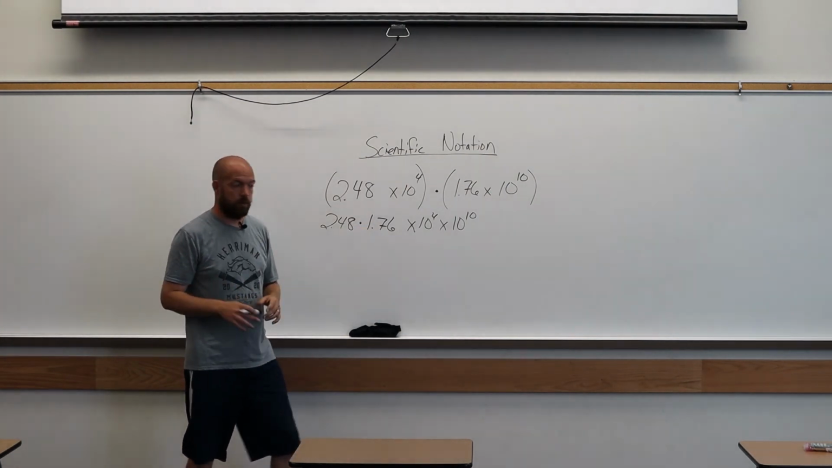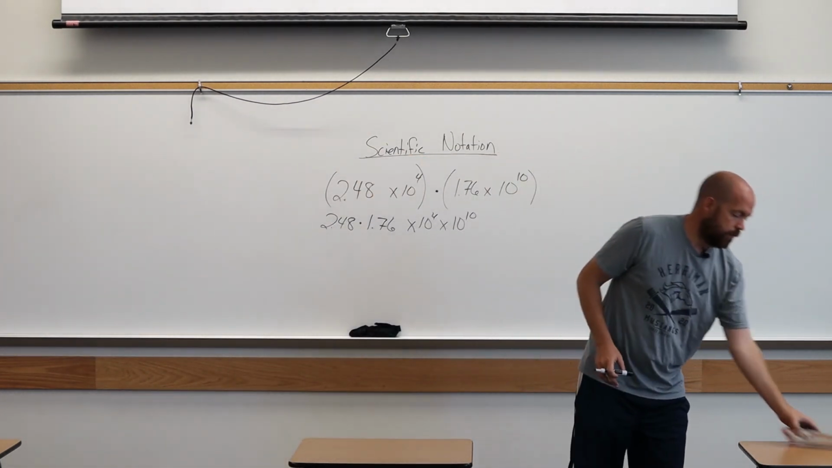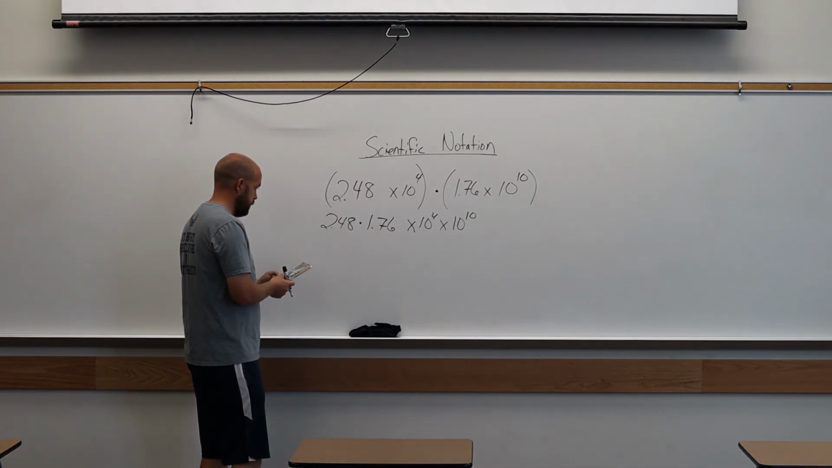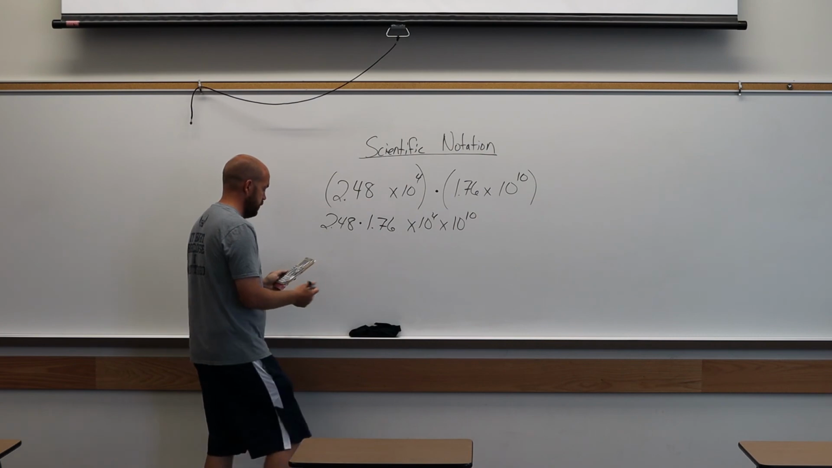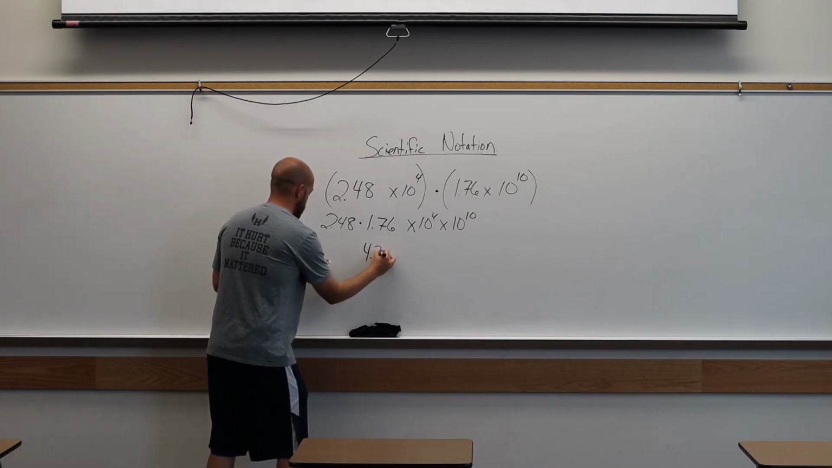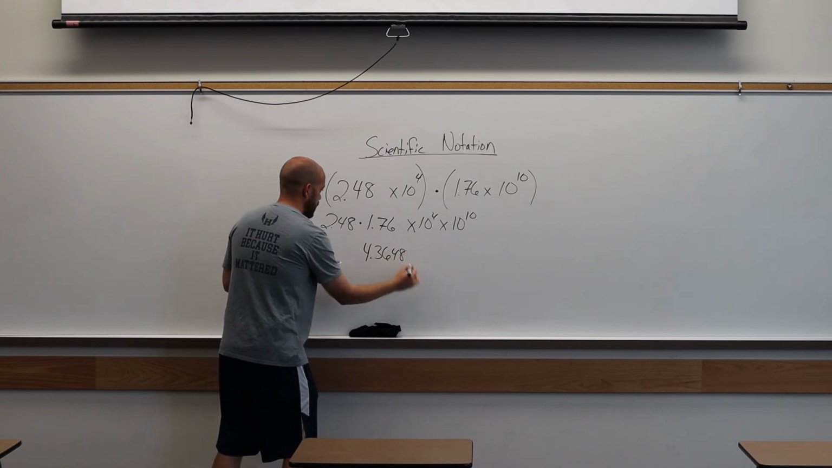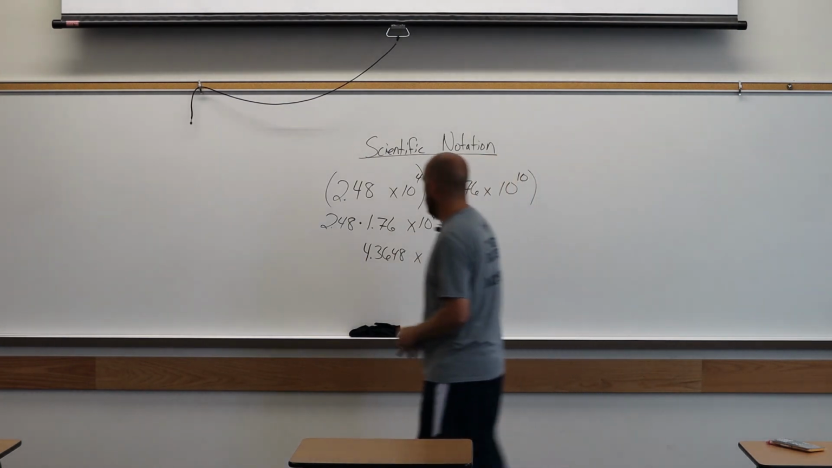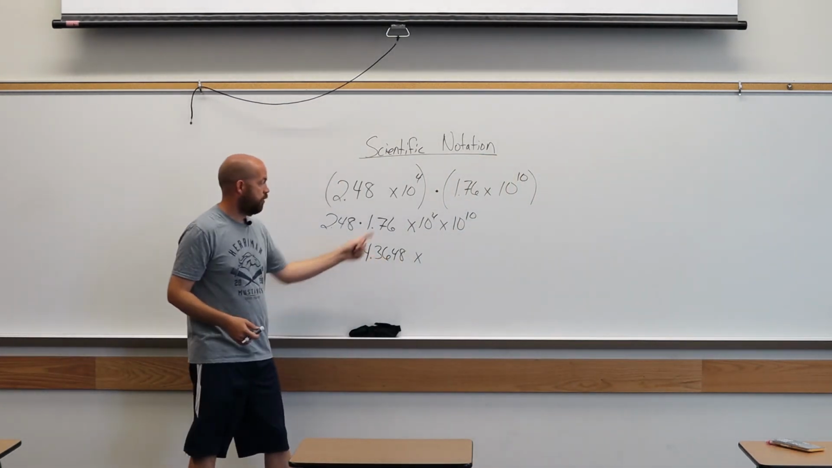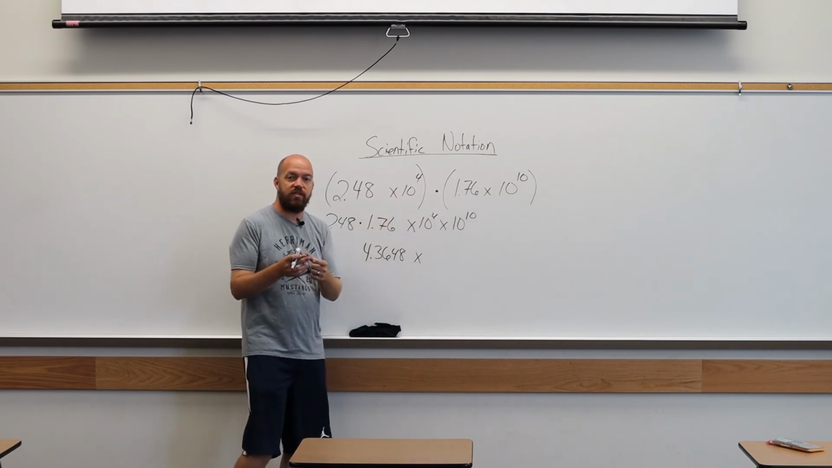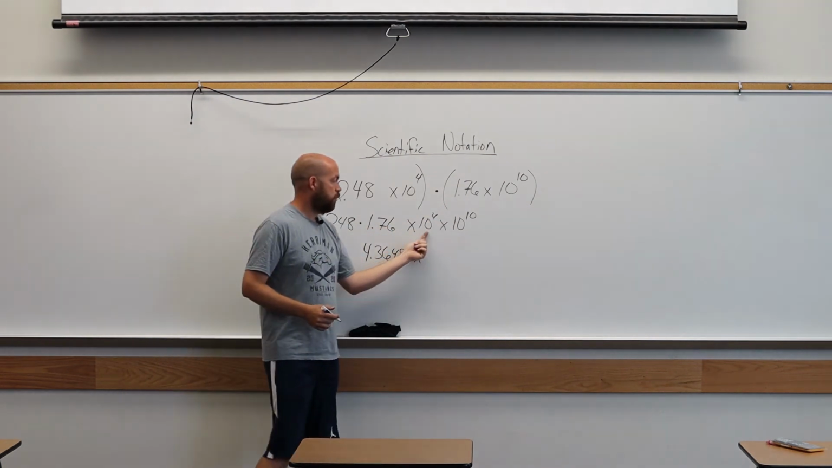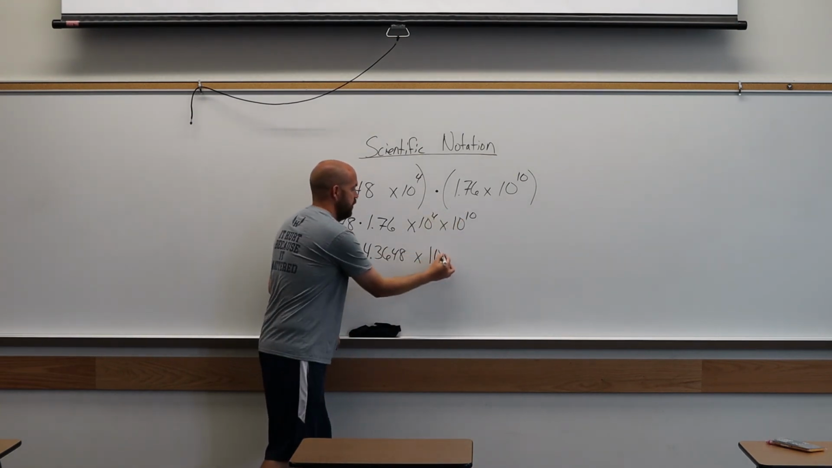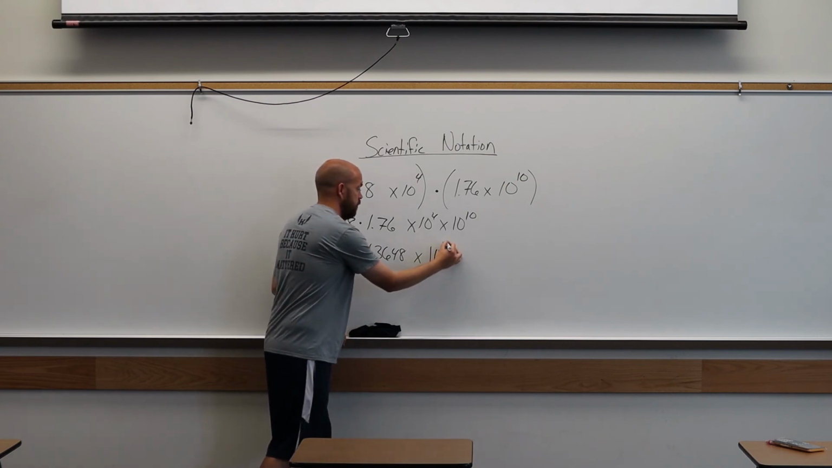So let me grab a calculator really quick and try it. 2.48 times 1.76. So I've got 4.3648 times. Now I'm going to do the tens. So I have 10 to the 4th power times 10 to the 10th power. When the bases are the same, we'll talk about this in another video, but whenever you're multiplying two numbers and the bases are the same, you add those exponents together. So this is going to be 10 to the 4 plus 10 is 14.